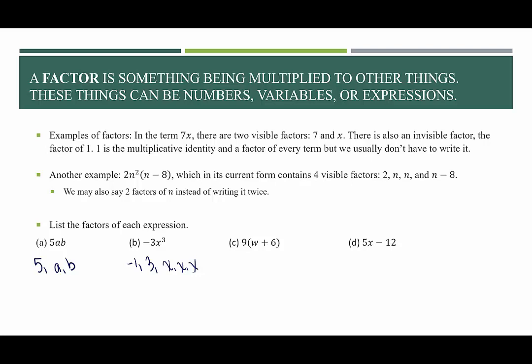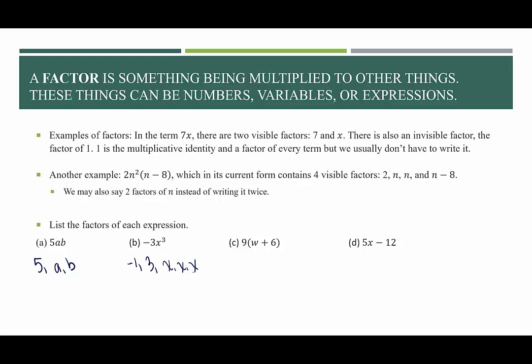The negative is not necessarily attached to the 3 the way it clearly appears to be. The negative is saying this term is negative. The 3x cubed is negative. So I think the negative is its own factor, in which case it would be -1. Again, that's a very technical thing. I think if you just said -3, you would also be fine.